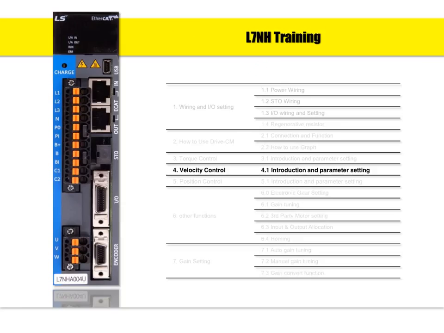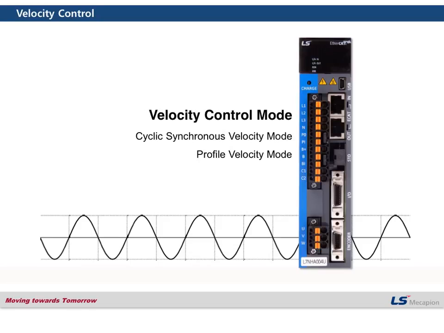The title of today is Velocity Control, and the subtitle is How to Calculate User Unit for Velocity Mode. Velocity Control mode has two kinds of modes: first, cyclic synchronous velocity, and second, profile velocity mode.